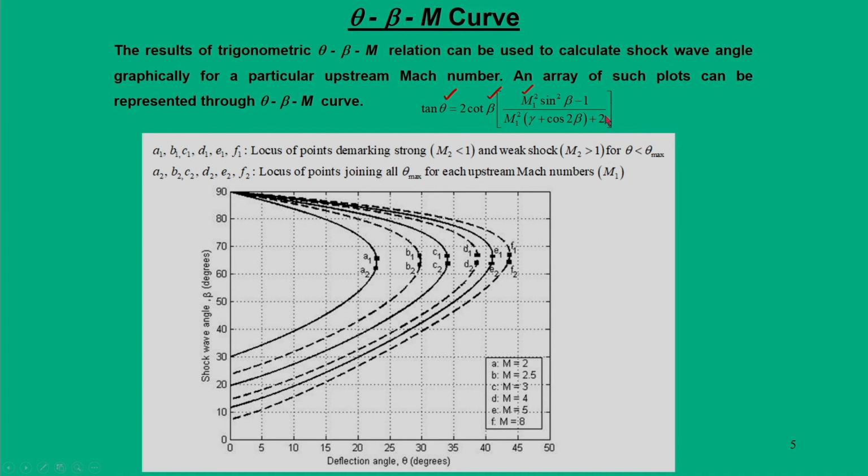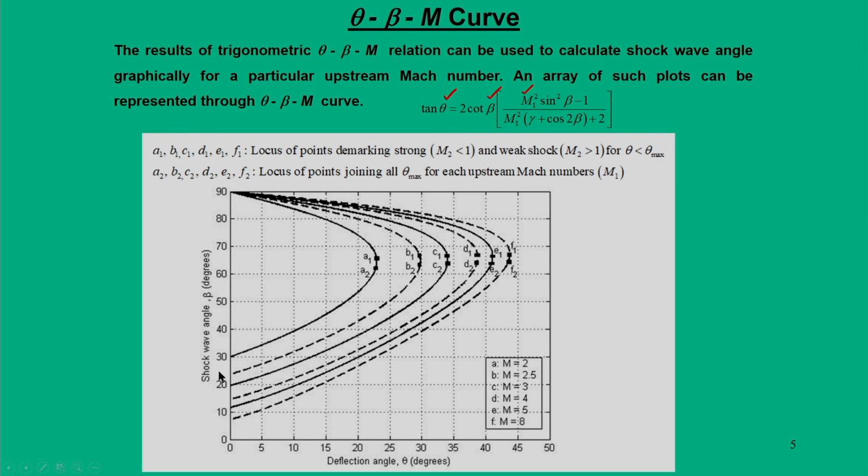Now, since it is a mathematical relation, we can use these relations for a variety of Mach numbers, starting from Mach 1, Mach 2, Mach 3 and likewise. And similarly, for each Mach number we can play with the theta. In such a way, we can generate an array of plots.